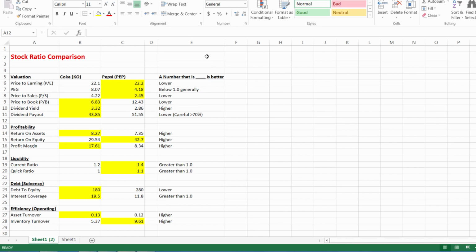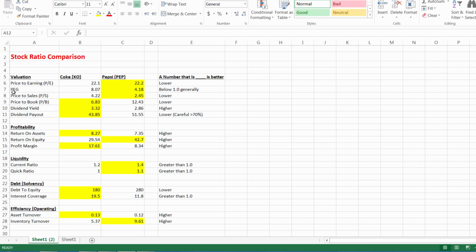And there's a lot more ratios. There's a lot more qualitative information out there too, but right now in this moment of time, how do they compare? Basically I've got Coke and Pepsi here, and if it's highlighted in yellow, that means that they are better than the other company. Doesn't mean that's necessarily great overall, but they're certainly better than the other company.